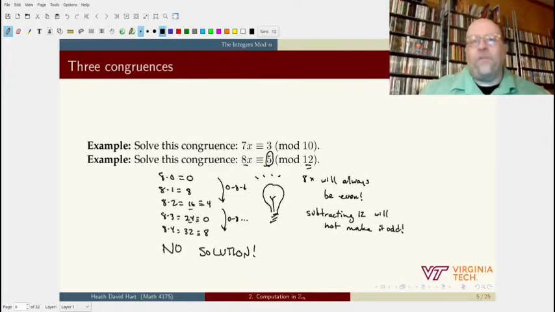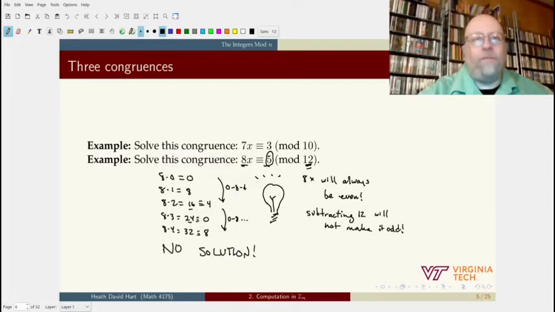And it had to do with the fact that 8 was an even number, and then 12 was also even. And so as soon as I've multiplied by 8 and then subtracted 12, I can't ever get myself back to an odd number as an answer. So this congruence has no solution.